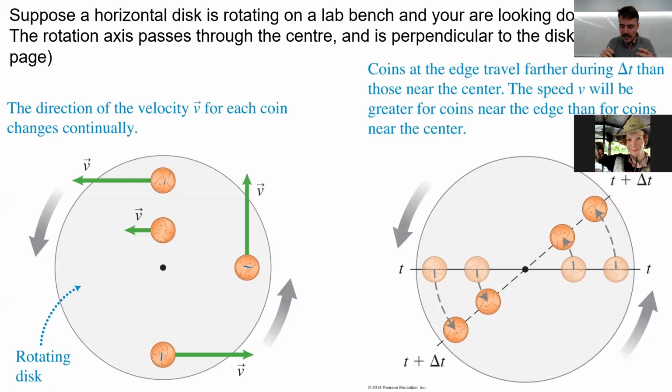You're just rotating around. As you get further and further away from the axis of rotation, if you're on this table, then the coins are going to be moving faster and faster. And the reason for that is that they're sweeping out the same amount of angle in the same amount of time. So if they're farther, if the radius there is greater, then they go a farther distance in the same amount of time. So they're going faster.